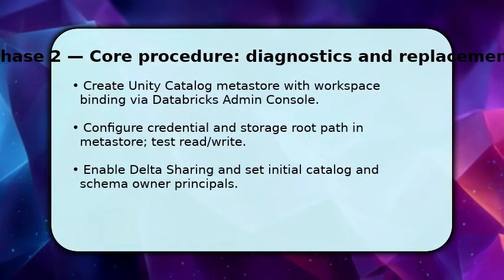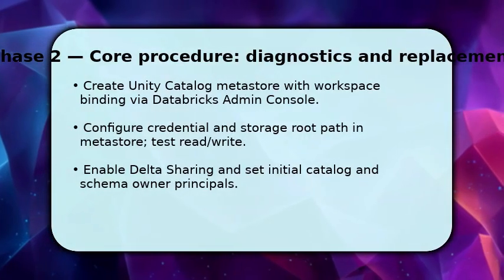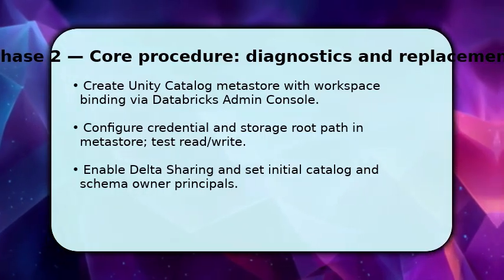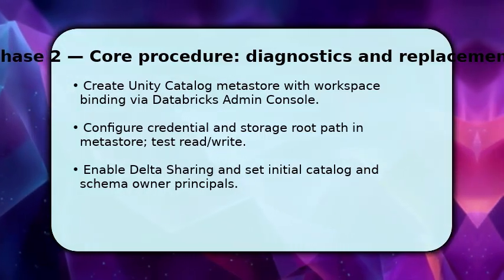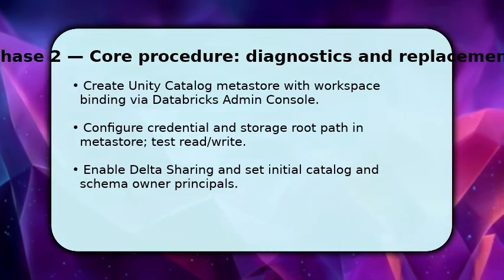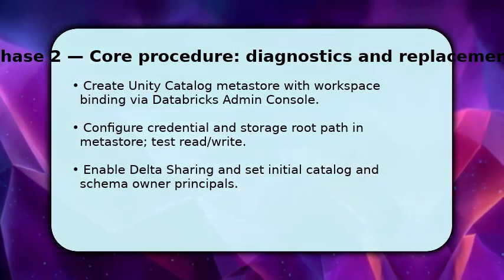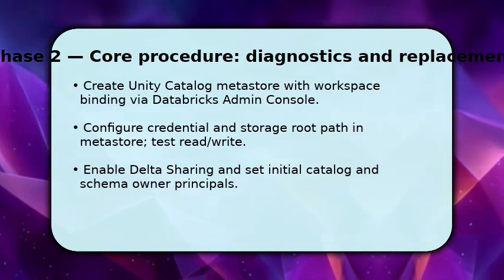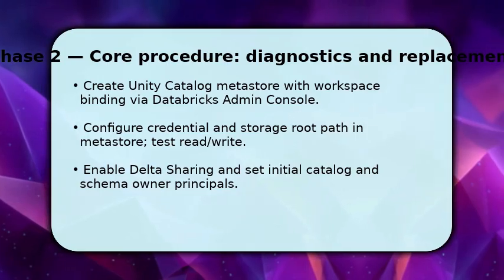config. You now create the Unity Catalog Metastore and bind it to your Databricks workspace using the Admin Console or CLI. Make sure the workspace is listed under Metastore assignments. Then configure the storage credential, register the service principal or managed identity, set the storage root path to the ADLS container, and validate by running a simple read/write Delta test.